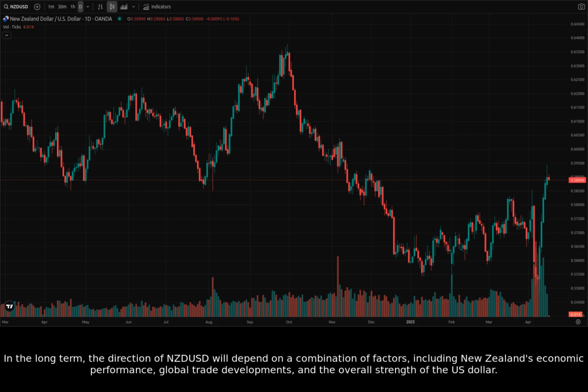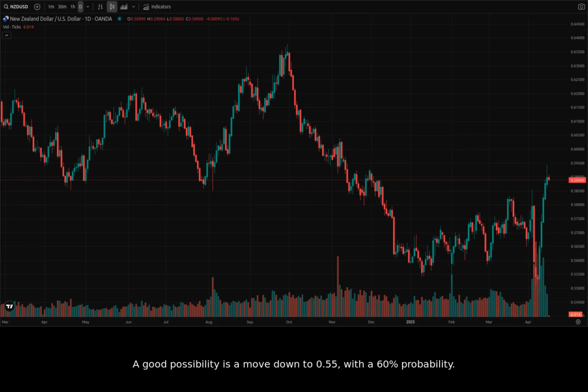In the long term, the direction of NZDUSD will depend on a combination of factors, including New Zealand's economic performance, global trade developments, and the overall strength of the US dollar. A good possibility is a move down to 0.55 with a 60% probability. Important price levels to watch include the support around 0.5900 and resistance near 0.61. Also, retesting 0.55 is quite possible.